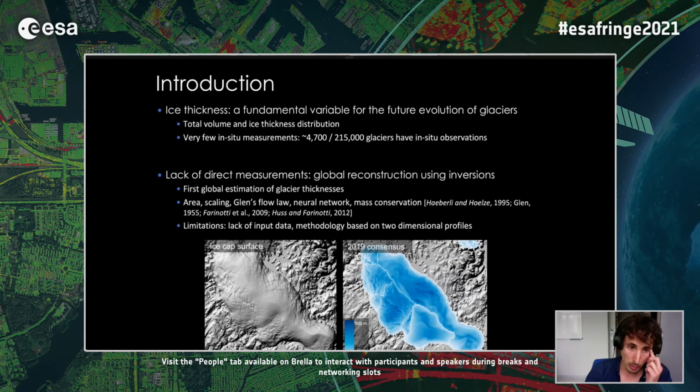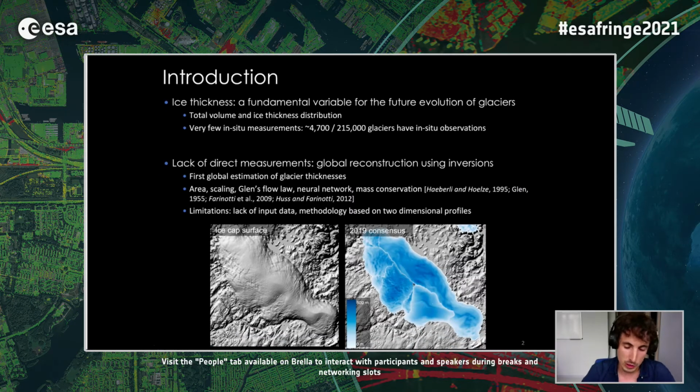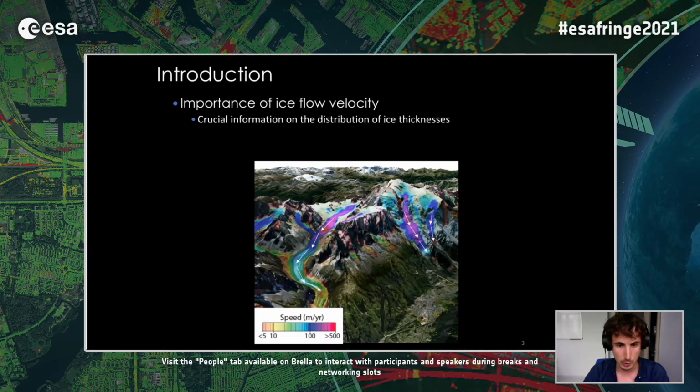However, those methodologies are still limited because of the use of simplified glacier geometry that creates artifacts at glacier boundaries. You can see here an example of an ice cap in Baffin Island where you have 0 thicknesses at the boundary of glacier basins. And moreover, these methods are also limited because of the lack of input data. And here I'm going to specifically be interested in the lack of surface velocity data. So the surface velocity is a fundamental variable because, of course, it allows to monitor the glacier dynamics, but it also provides important information on the distribution of the ice thicknesses.